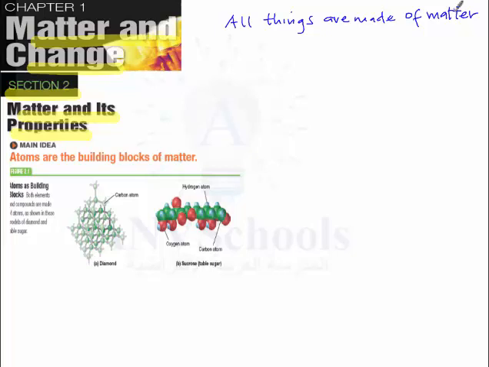So when we want to explain really what matter is, it involves finding the properties that all matter has. If we want to define the term matter, we have to look at the properties of matter. Some of the properties of matter include that all matter has volume.